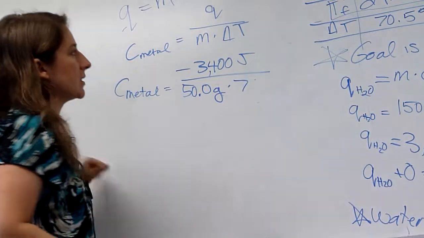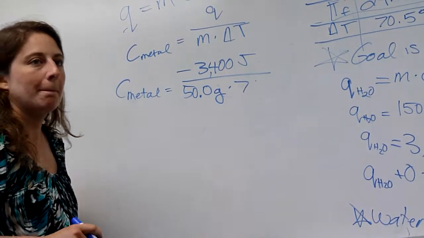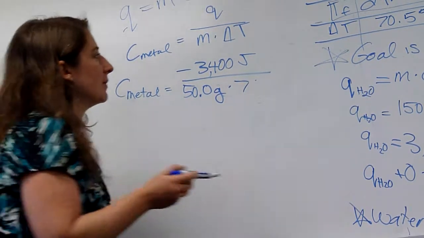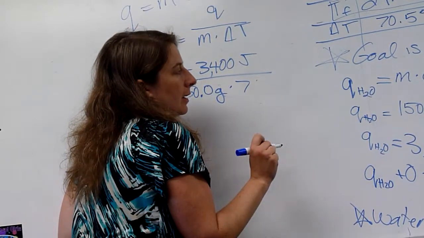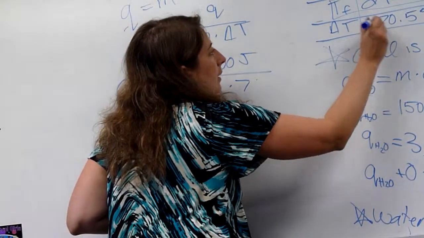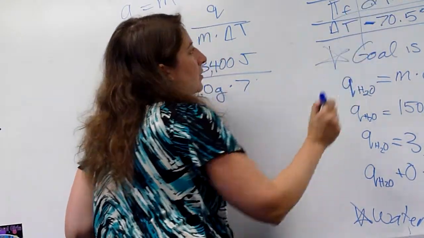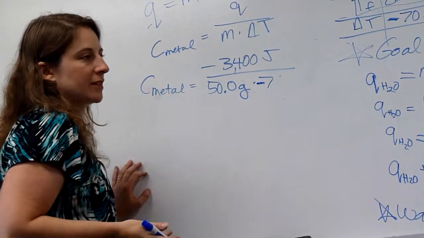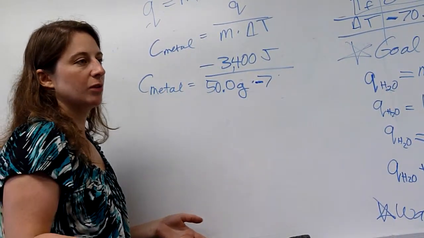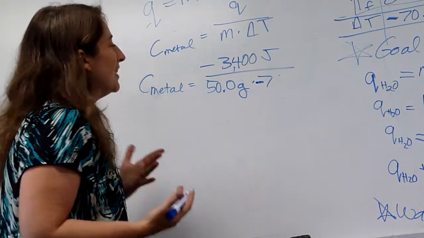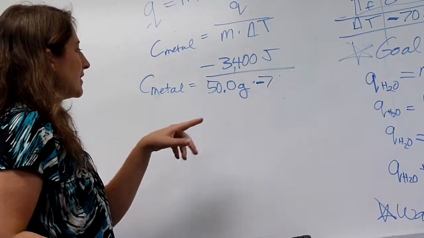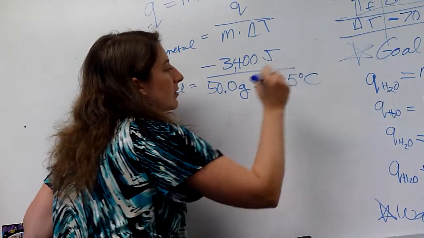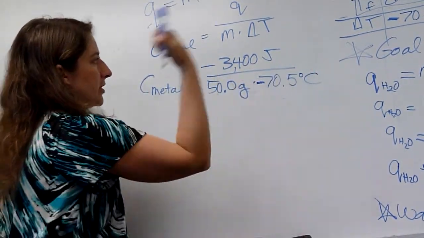Oh, wait, I think we did delta T wrong. Because did the metal increase in temperature? It decreased. So T final, 29, minus T initial, 100, is going to give you a negative delta T. If you end up with a negative specific heat, that's impossible. That never happens. Things don't require negative energy to increase in temperature. So then you think, did I not make this negative? Did I get delta T wrong somewhere? That's a good place to check for careless mistakes, which we just did.